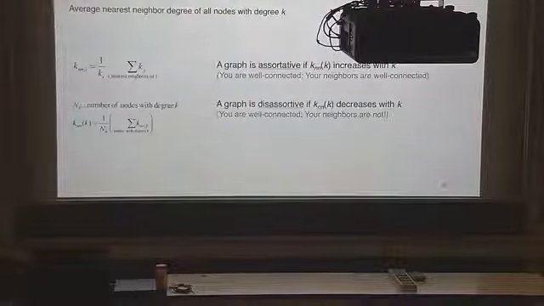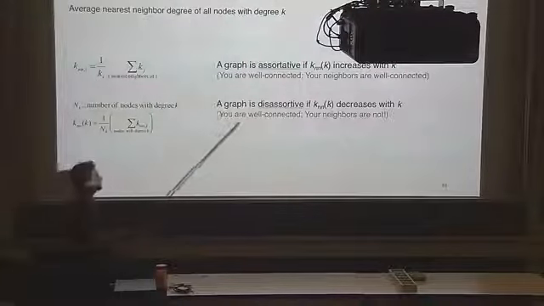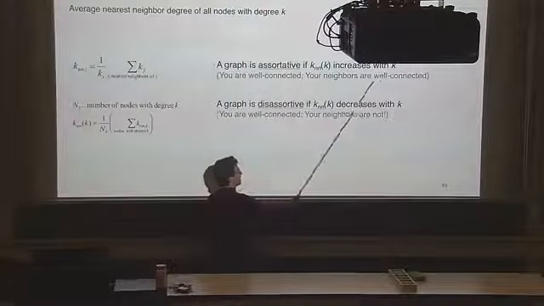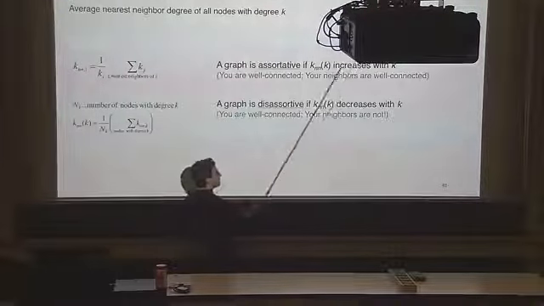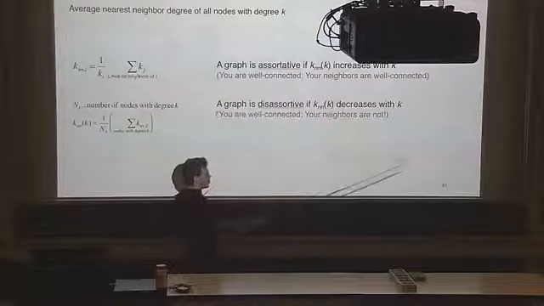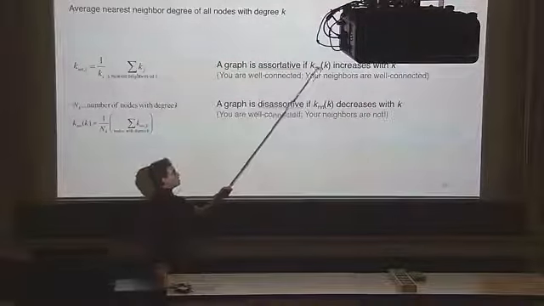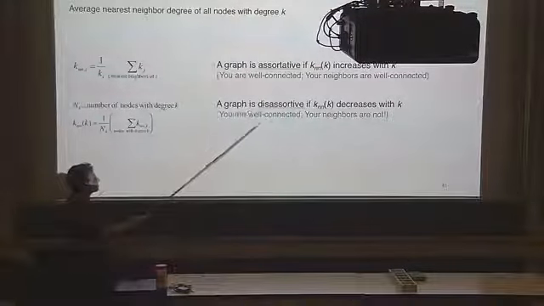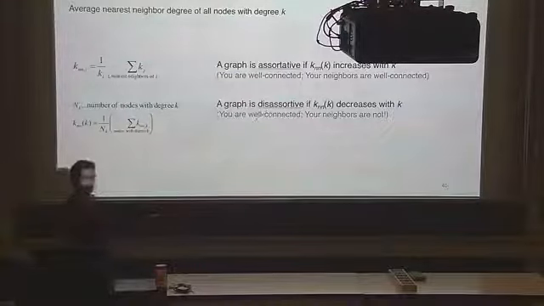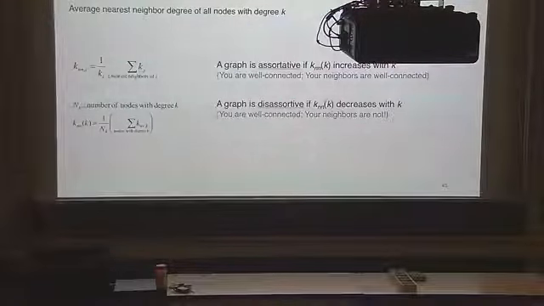And based on the behavior of this nearest neighbor connectivity, we can define 2 types of networks. So we can have an assortative network. This is when this average increases with k. What does it mean? If we have a large k, if our node is well connected, and if we increase this k, if you go to the areas of higher connectivity, the neighbors are also more connected. So you're well connected, your neighbors are well connected as well. So you're really living in an area where everyone is well connected. Like the equivalent of living in Beverly Hills or something like that.